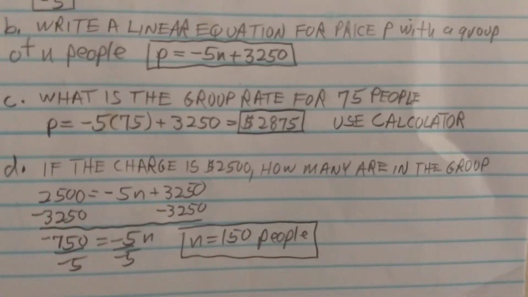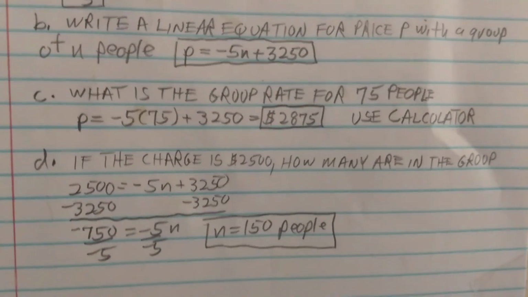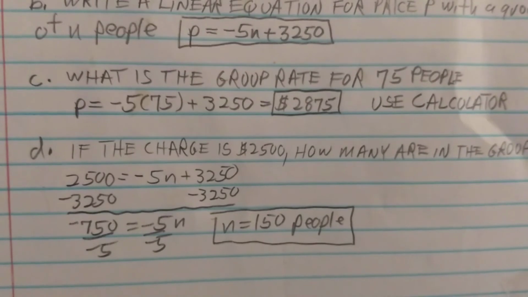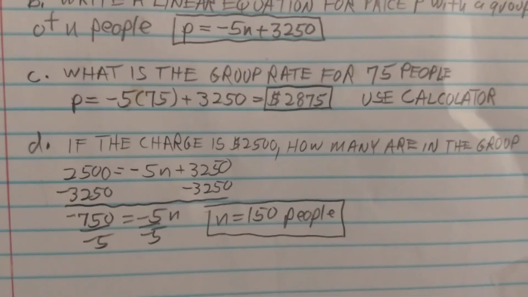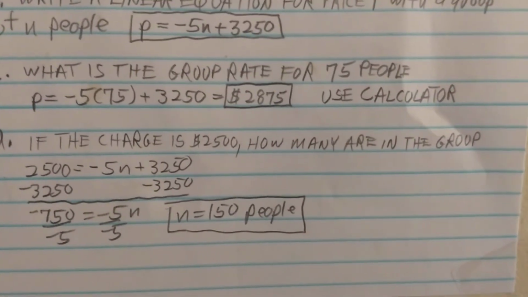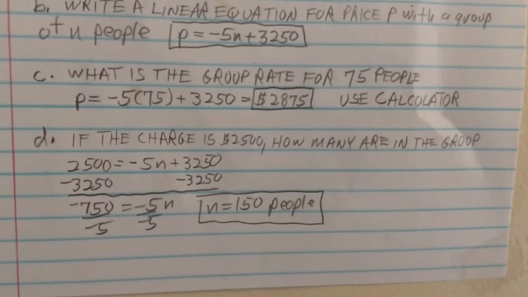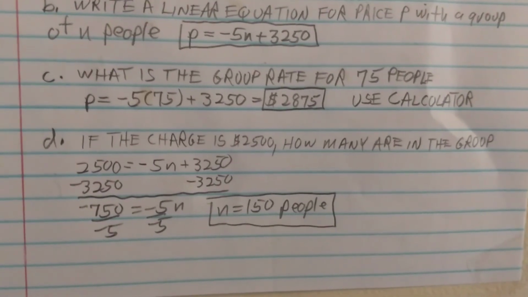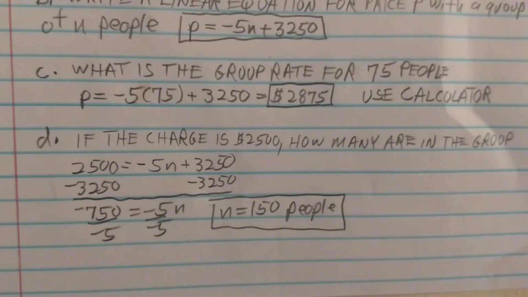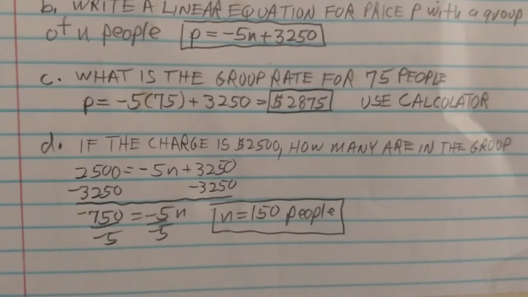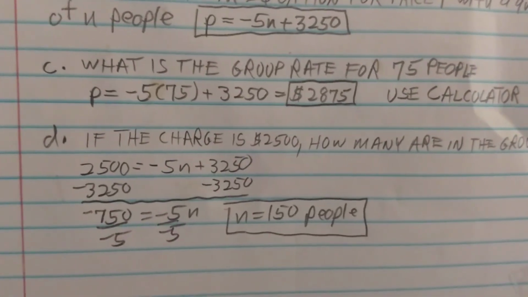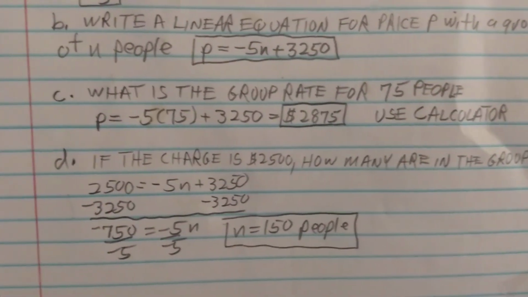What is the group rate for 75 people? P is equal to -5 times 75 plus 3250, which is 2875. Just use your calculator. And if the charge is 2,500, how many people are in the group? So 2,500 equals -5n plus 3250. Subtract 3250 from both sides. -750 equals -5n. Divide by -5 on both sides. And n equals 150 people.